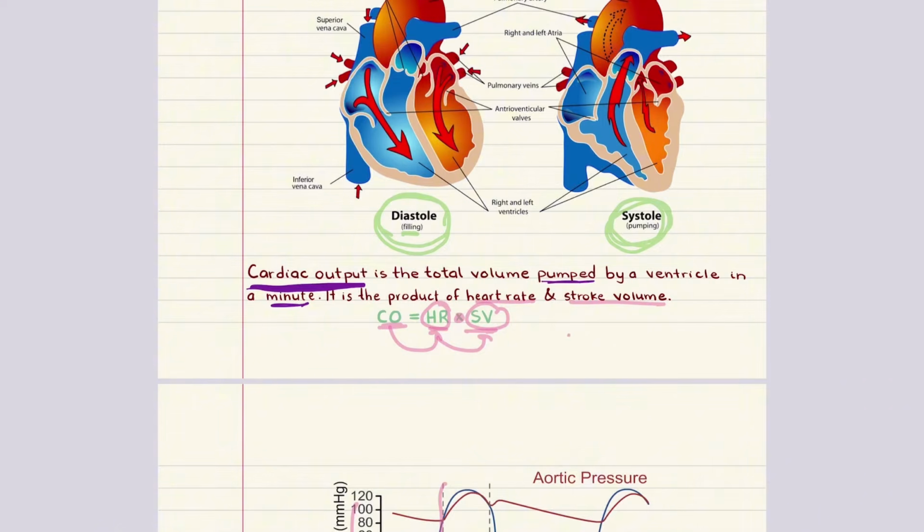For adults at rest, cardiac output is around 5 liters per minute, but this number isn't fixed. For example, it increases during exercise when the heart beats faster and it pumps more blood with each contraction. And it can decrease during rest or even in certain medical conditions.